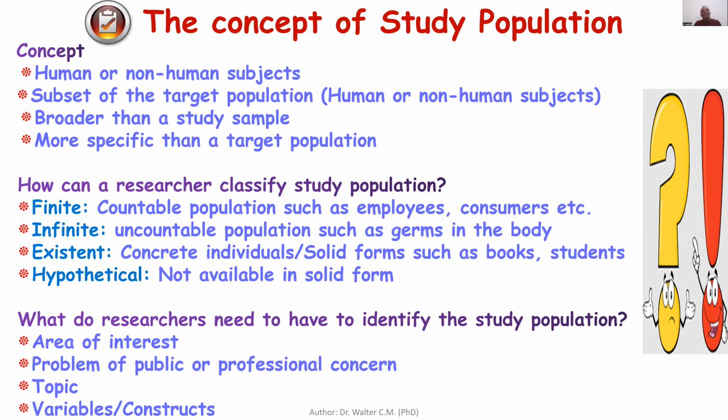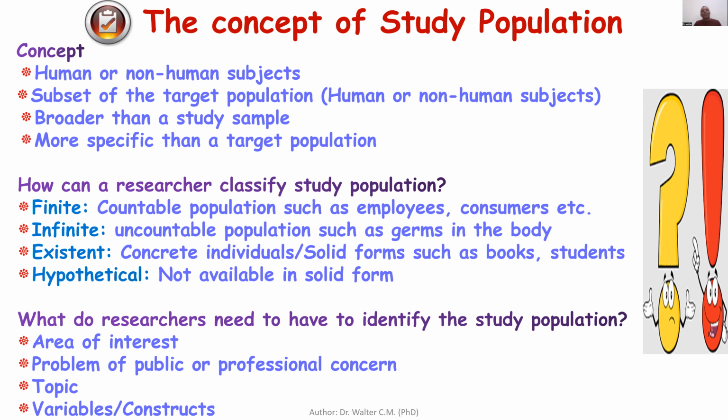So this is basic knowledge on how you can classify your study population, and it can help you decide the study design, and even the approach sometimes. And then what do researchers need to have to identify the study population? What do you need on your table to decide which population to take? This depends, as I said, on the area of interest.